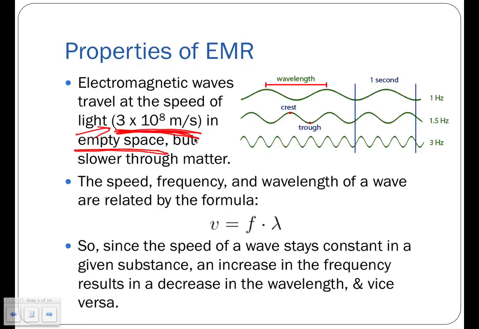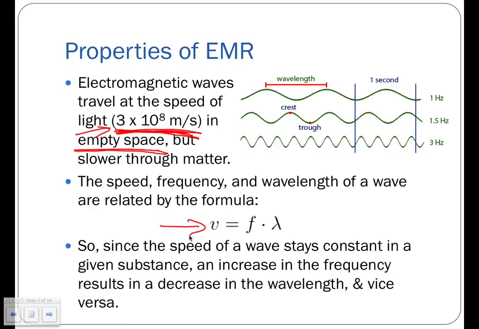Now, we can relate these three things we talked about, frequency, speed, and wavelength, through a formula. The formula that lets us convert between speed, frequency, and wavelength is v equals f times lambda. The speed of a wave equals its frequency times its wavelength. This is true for electromagnetic radiation, and it's true for every other type of wave.